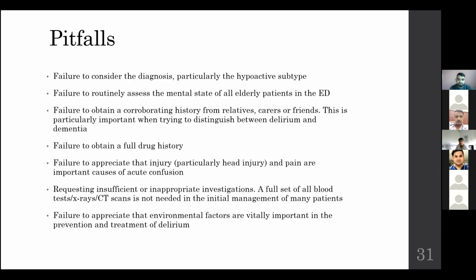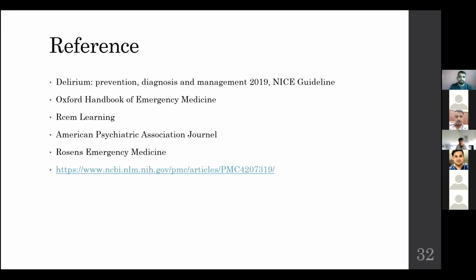Like the environment, what environment the patient is living in, and sometimes you also need to think of safeguarding and this kind of thing whenever you suspect any environmental factor responsible for delirium. So yeah, thank you. That is all. These are my references.